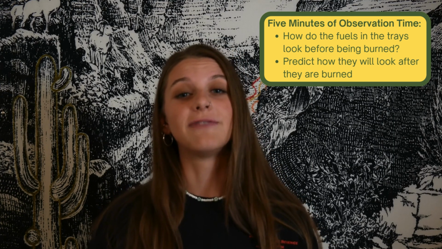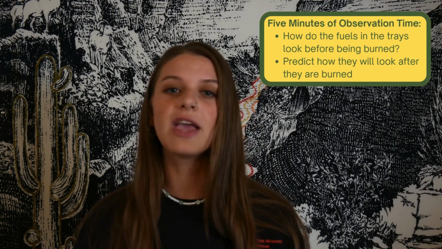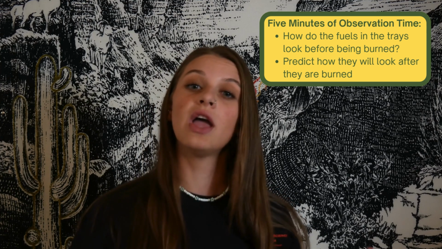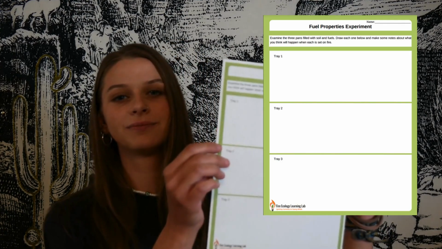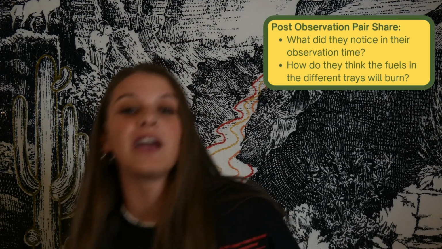Explain that students will have 5 minutes to look at the 3 different trays and make observations about how the trays look now and predictions about what will happen once they're burned. They can write or draw their ideas on the first page of this handout here. Students will then pair share with a partner about what they noticed and how they think the trays and the different fuels inside of them will burn.